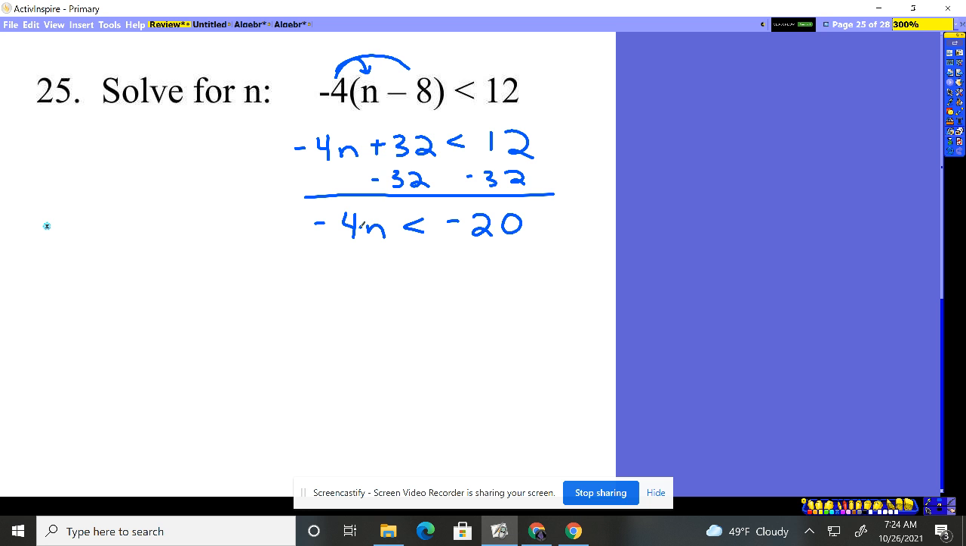Now we must divide by negative 4. Now when we divide by a negative number, what happens in an inequality? That inequality sign flips when you divide by a negative or multiply by a negative. But make sure you're dividing by a negative. If you're just dividing by a positive number, it doesn't change. Negative 20 divided by negative 4 is positive 5, and there's our answer.